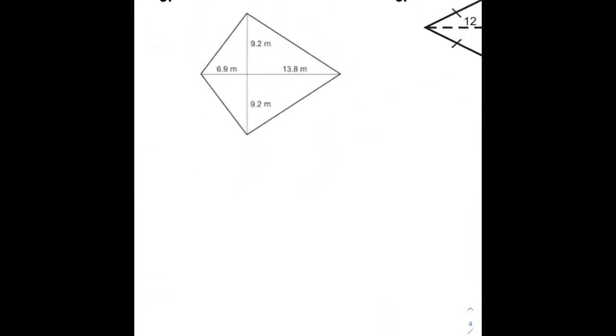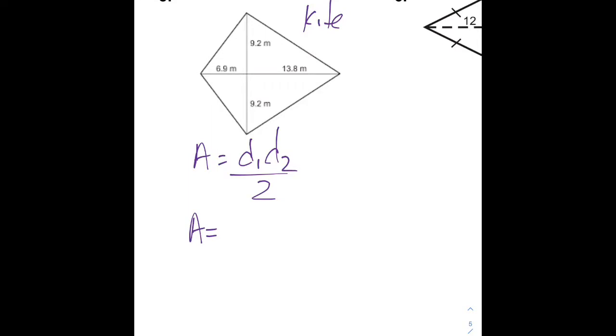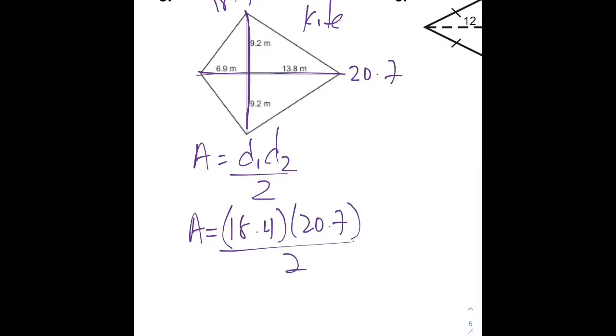All right, here we go. So the first thing I do is I identify that this is a kite. The area formula for the kite is diagonal 1 times diagonal 2 over 2. Now, they didn't give me what the full diagonal lengths were. You have to add them together. It doesn't make a difference which one is diagonal 1 and which one is diagonal 2, but this diagonal right here is 9.2 plus 9.2, so that's going to give me 18.4. Diagonal 2, I have to add 6.9 plus 13.8, and this is going to give me 20.7. And I multiply those together and divide by 2.